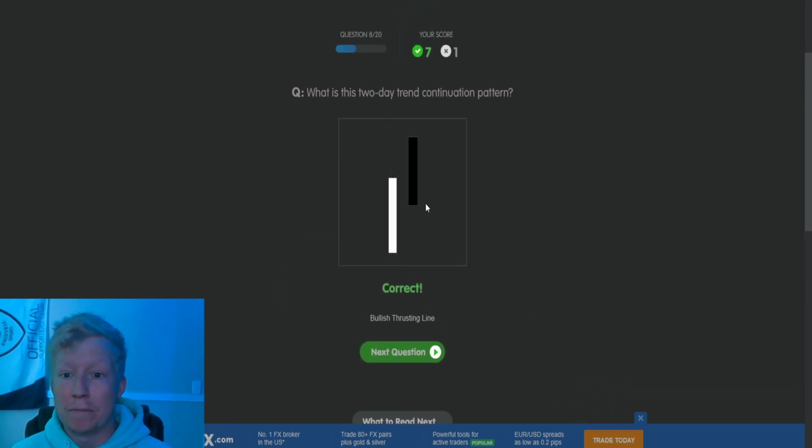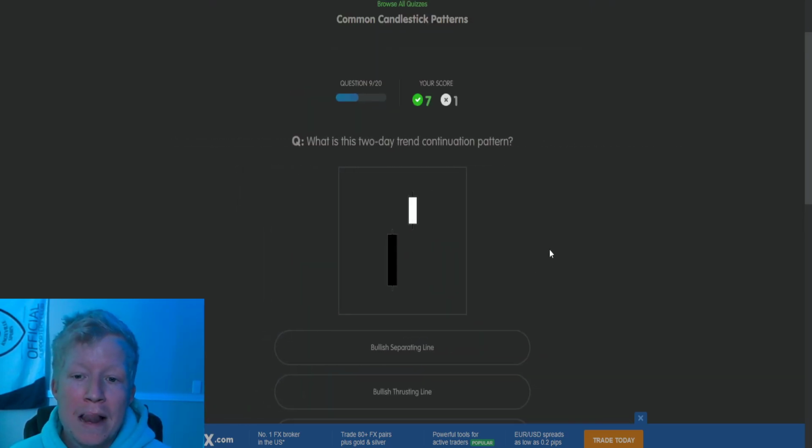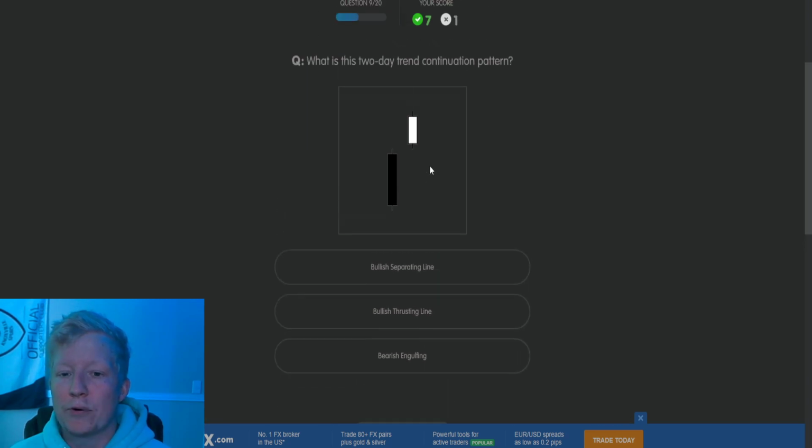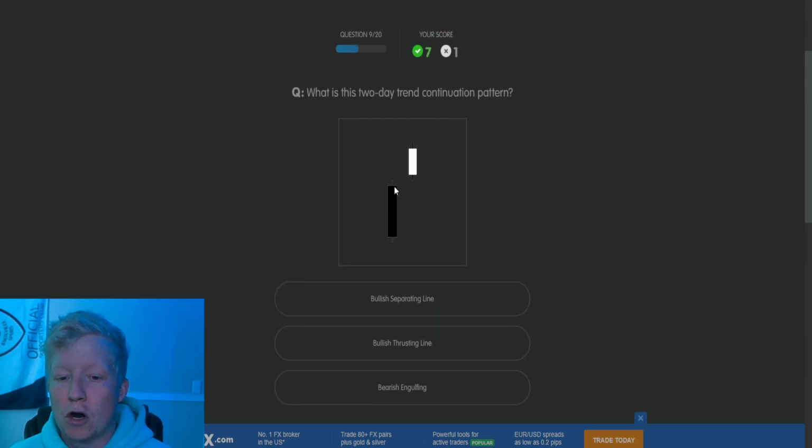If you have more information about these 2-day trend continuation things, let me know in the comment section down below. Okay, we get another one, cool. Once again, I guess it's not the bullish thrusting, because the one previous, the bull bar was inside of the red bar. I guess that's what they were calling the bullish thrusting, and I guess this is going to be bullish separating because it's not inside the red bar at all.